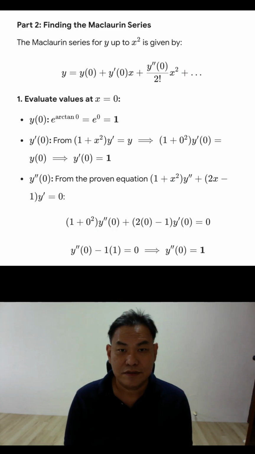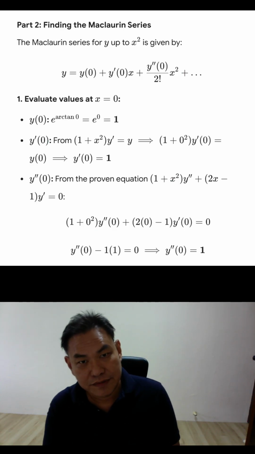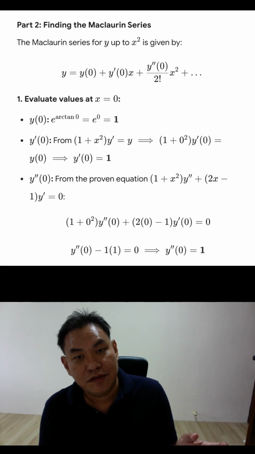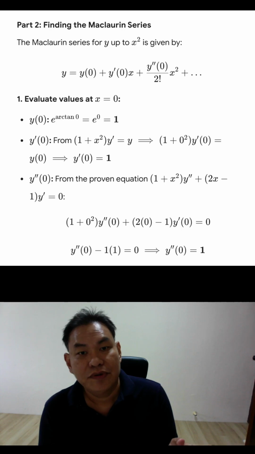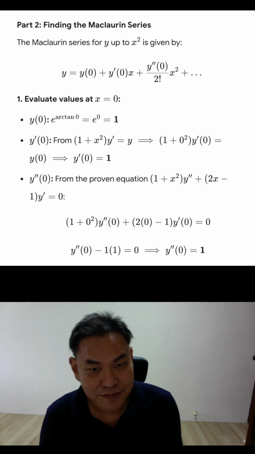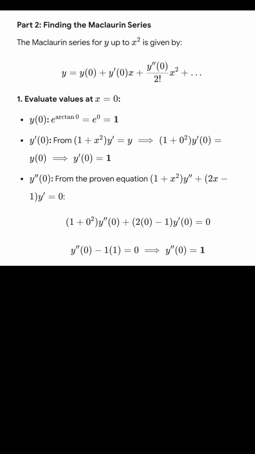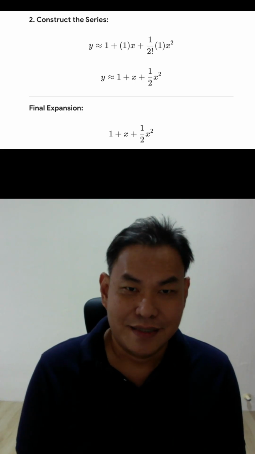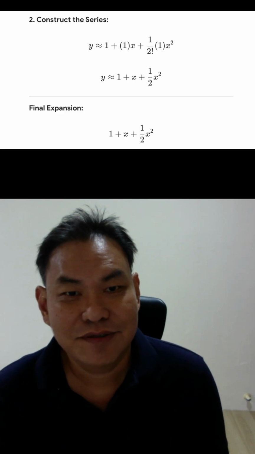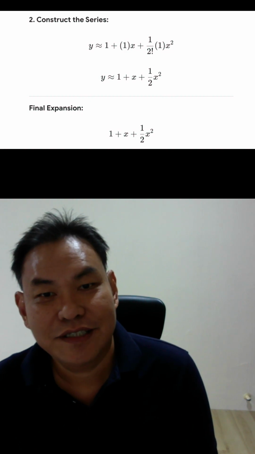The question also asks you to find the Maclaurin series, so you need to find the value of y and its derivative when x equals 0. Then we substitute those values to get the second order differential equation.